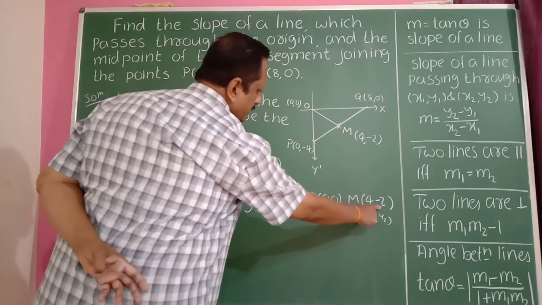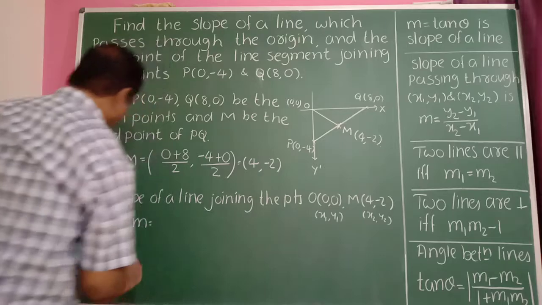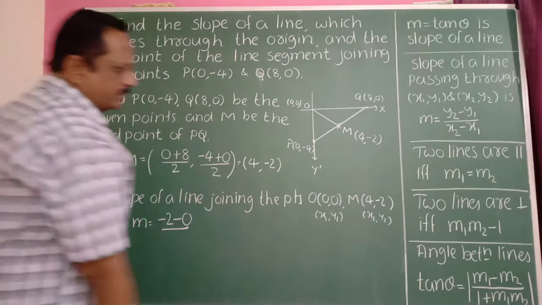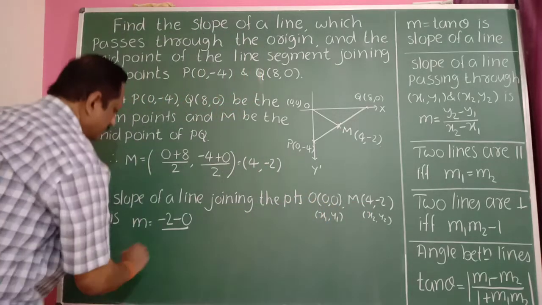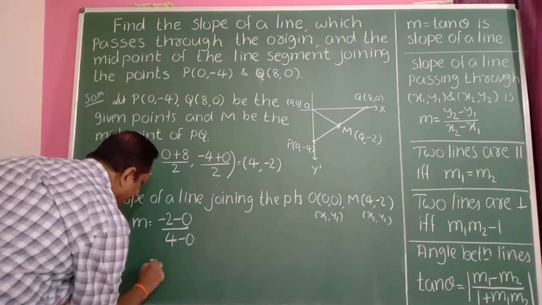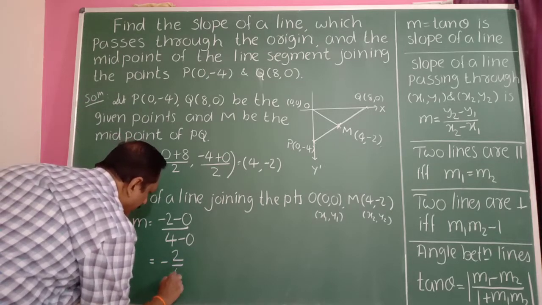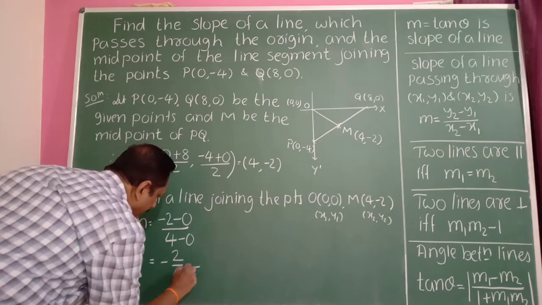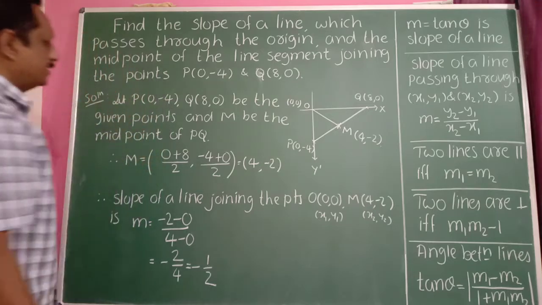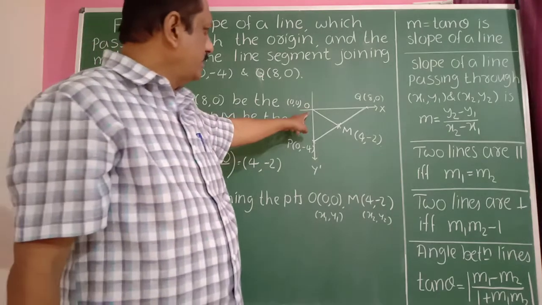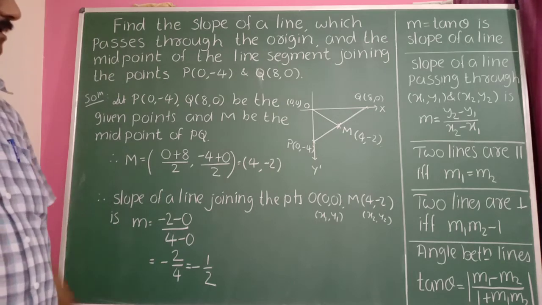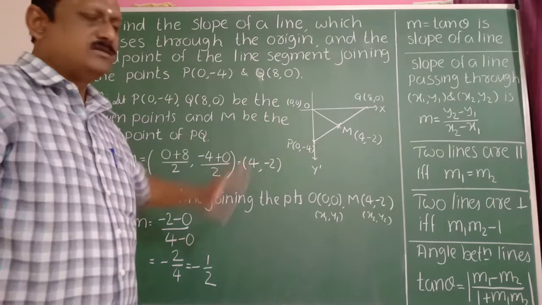So therefore y2 is minus 2, y1 is 0. Hence minus 2 minus 0 divided by 4 minus 0. Therefore this gives minus 2 divided by 4, 2 cancels, 1 divided by 2. Therefore slope of the line joining origin and its midpoint is minus 1 divided by 2. Okay, diagram is not necessary. This is only for your reference.